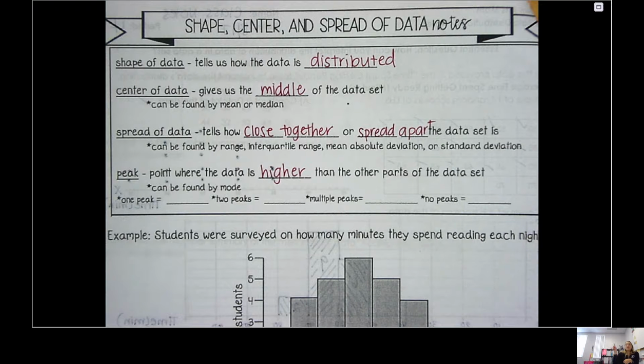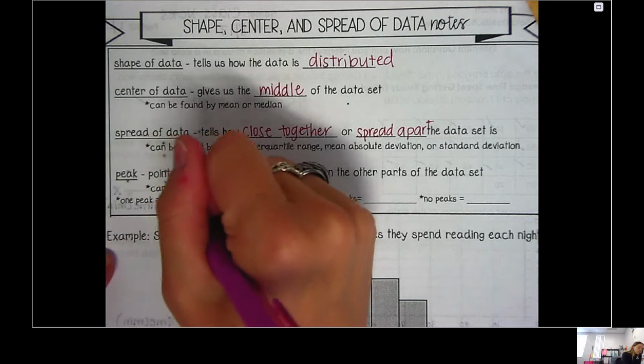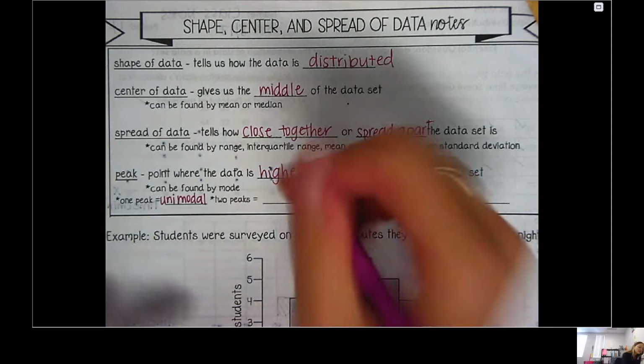If you have one peak, it is called unimodal. Uni means one, so unimodal means it has one peak. So it just is like a regular bell curve. If your data has two peaks, so it goes maybe like peak, peak, like two humps of a camel, essentially, it's actually called bimodal. So unimodal is one, bimodal is two.